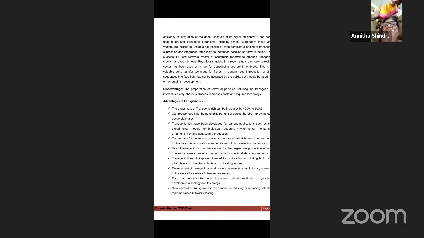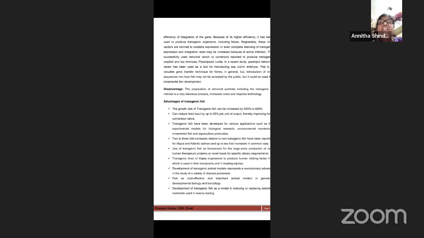Okay, so here they are saying that we are using a retroviral vector. Retroviral means viral vector. So though it has got efficiency when compared to the other methods, they are saying that it has been used to produce transgenic fishes. Here, regrettably, these vectors are actually unstable. They are inclined to unstable expression because these vectors cannot express the genes and they will not remain stable.